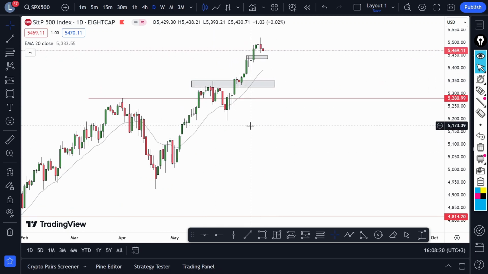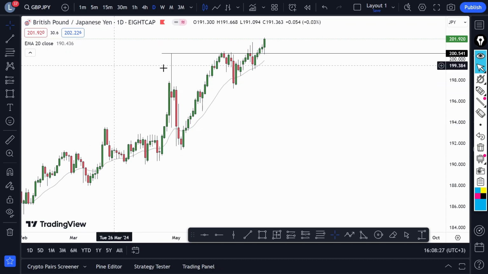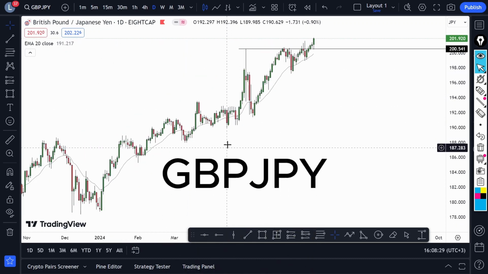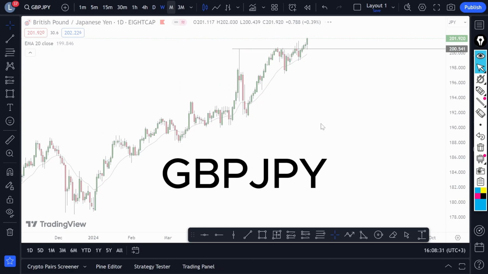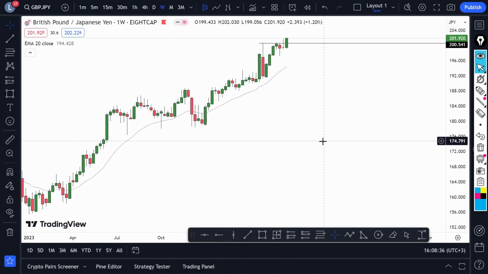So that's how I'll be trading the S&P, similar to the NASDAQ. I'm just waiting for retracements. British pound, same as USDJPY. We are bullish. We are seeing breakouts to the upside. So ideally, if USDJPY is bullish, you'd expect other yen pairs to be bullish.